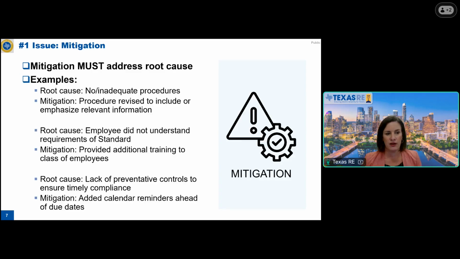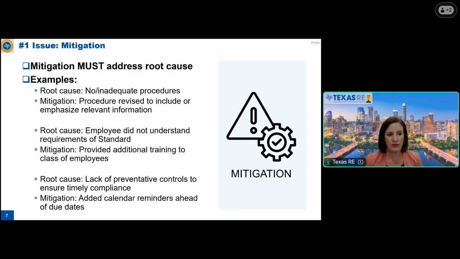So for example, we revised a procedure to include or emphasize important information. Well, the root cause then would be no or inadequate procedures. So you can come at it from either direction, starting with root cause and going toward mitigation, or if it's easier, starting with your mitigation and then backing out into root cause. Another example, an employee did not understand the requirements of the standard. The matching mitigation for that would be to provide additional training to that class of employees.